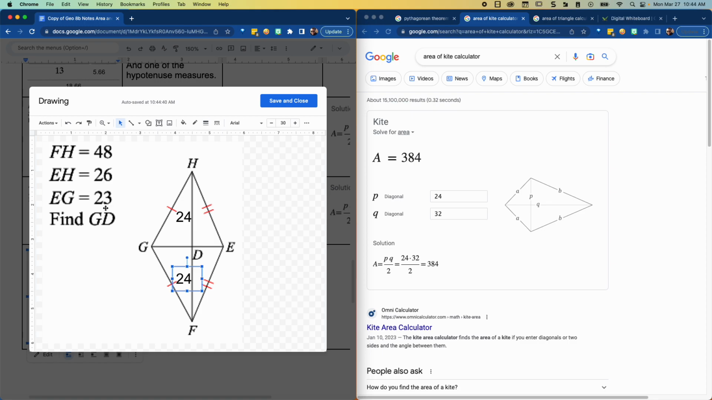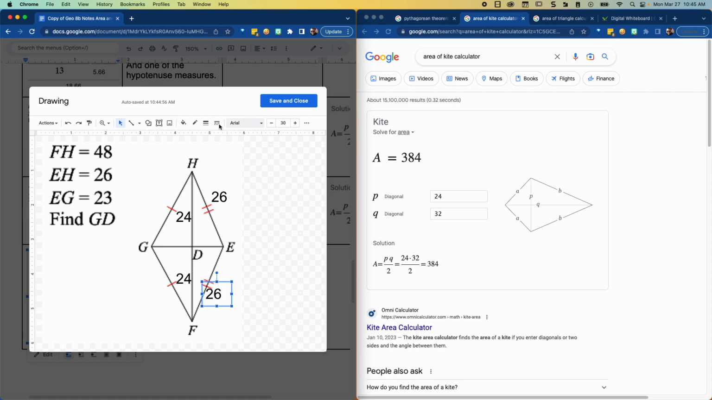It says that EH is 26. So I'm going to duplicate that number just so I can put it there. EH is 26, and it has a double slash mark on it. So that means that this EF is also 26. But HG or GH and GF or FG, this other side is not the same. That's important to know. All right, now it tells us that the whole thing EG is 23. And it wants us to find GD there.